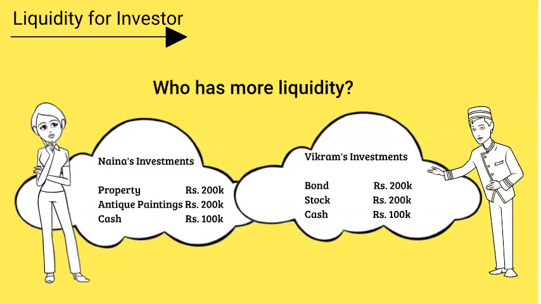For example, if they both want to buy some property or equipment, who is in a better position to buy that? We can definitely see that Vikram is in a better position than Naina to buy the property or the equipment, as his investment can be easily convertible into cash.